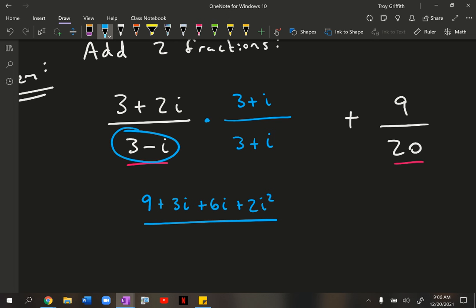So the middle terms are going to cancel out. 3 times 3 is 9. Negative i times positive i is a minus i squared. Everywhere we see an i squared, that can be replaced with a negative 1. So 2 times negative 1 is minus 2. Negative times a negative 1 is a plus 1.